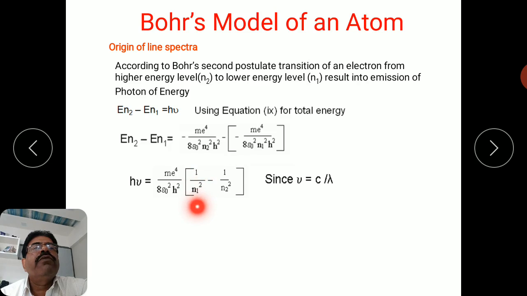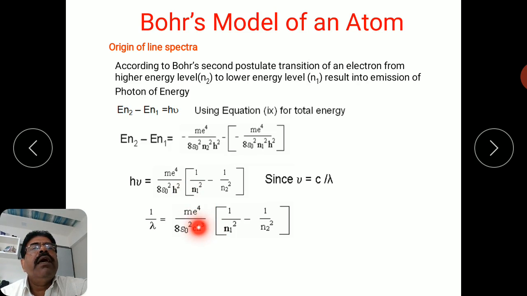So 1 upon n1 square will be first because it is plus, and minus 1 upon n2 square. Now if you substitute here nu, that is frequency, you know that it is equal to c upon lambda, where c is the velocity of light and lambda is the wavelength of this particular radiation. Okay, so if you substitute that, on the left hand side we have hc upon lambda, and if you take h and c to the right hand side, this will be multiplied by c, and h square will be multiplied by h, so that will become h cube.